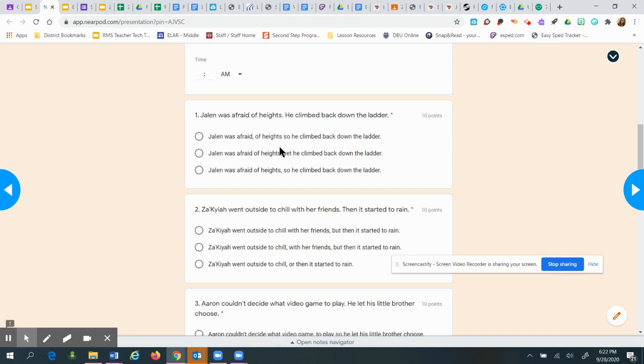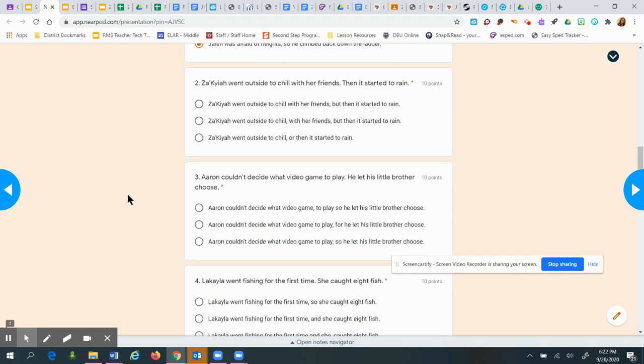So if I use yet, that means I'm going to do the opposite, which makes it sound like if Jalen was afraid of heights and he was going to do the opposite, he would have kept going up the ladder, and that's not what this says. Let's look at this one. Jalen was afraid of heights, so he climbed back down the ladder. I think that one sounds correct. So I'm going to mark that as my answer.